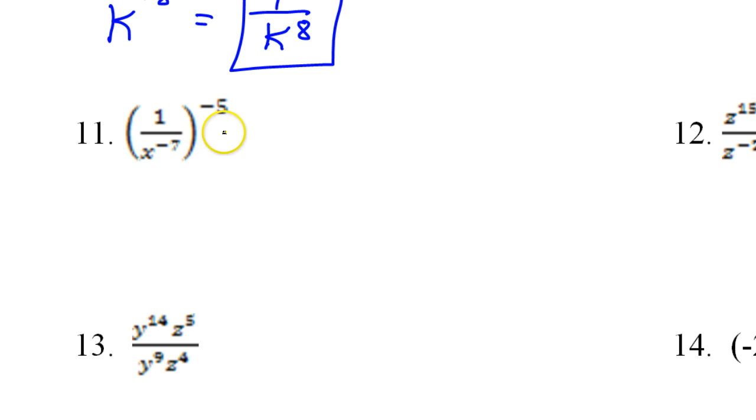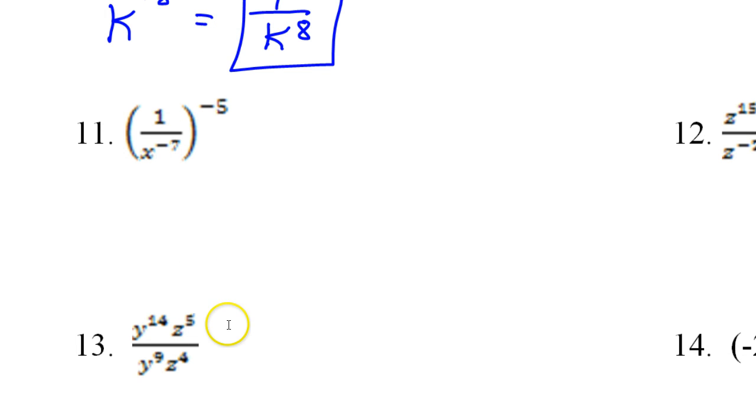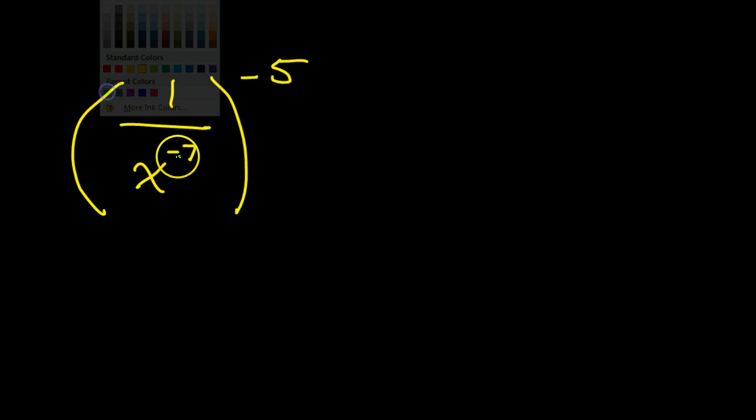Okay, here's starting to get a little bit uglier. There are multiple things that you can do. If I were you, I would work from the inside out. So I would start by simplifying what is inside of this situation. So this is a little ugly. I'm going to recopy it. So what we have is 1 over x to the, I think it was a negative 7, and then that is to the negative 5th power. Did I have that right? Yes.